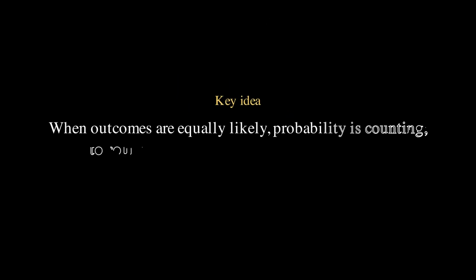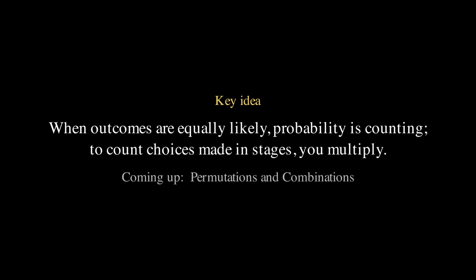So the whole of this video rests on one idea. When outcomes are equally likely, probability is counting, and to count choices made in stages, you multiply. Next, we sharpen the toolkit with permutations and combinations, counting selections when order does and does not matter.